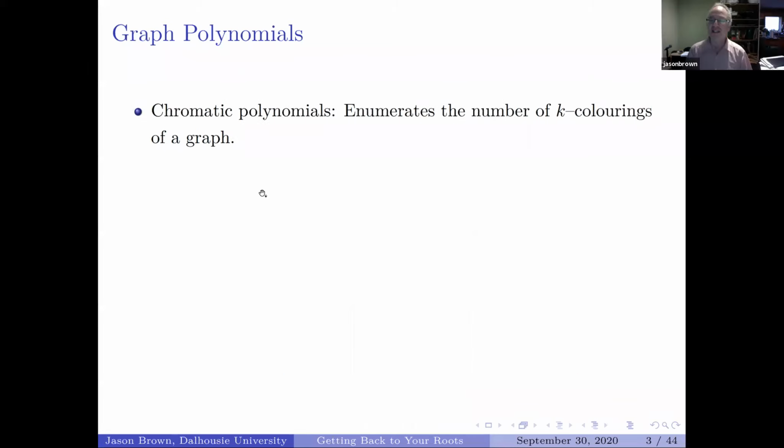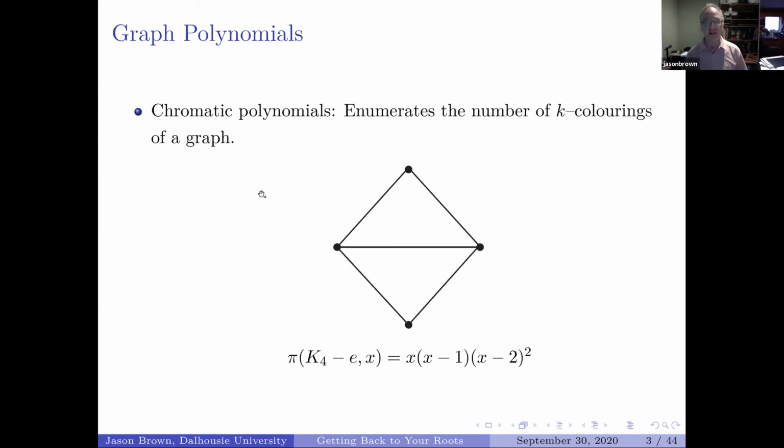Chromatic polynomials are a different kind of polynomial. It enumerates the number of proper k-colorings of a graph, where a proper k-coloring of a graph is an assignment of one of k colors to each vertex in the graph in such a way that if 2 points are joined, then they receive different colors. For example, in this graph, which I call a diamond, it's the complete graph on 4 points minus a single edge. It's not too hard to see that the number of ways to color this with x colors is x times (x minus 1) times (x minus 2) squared.